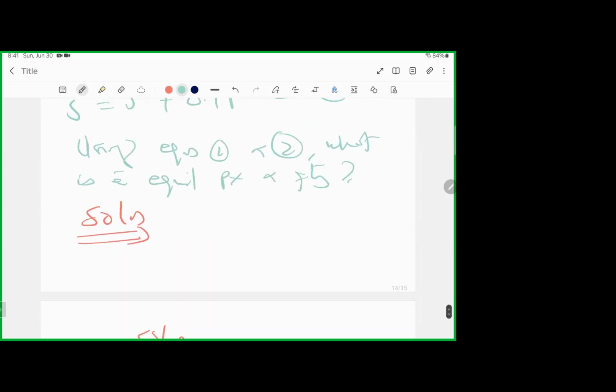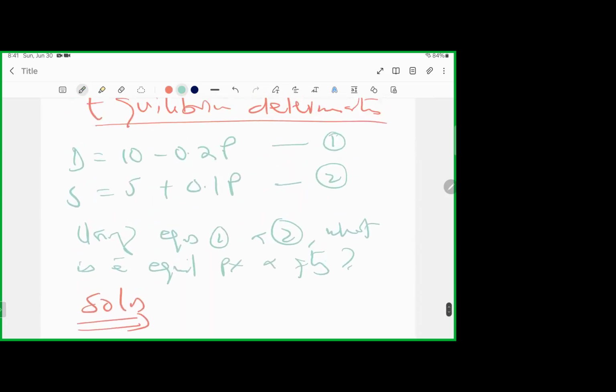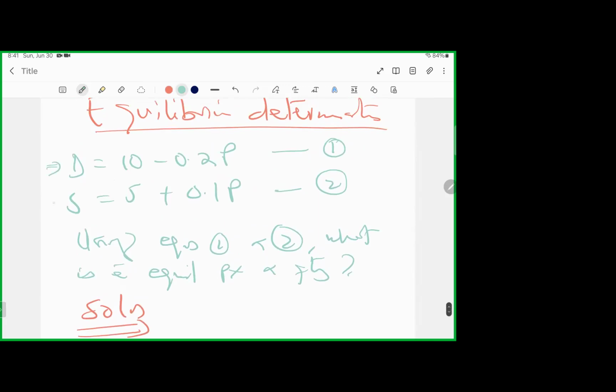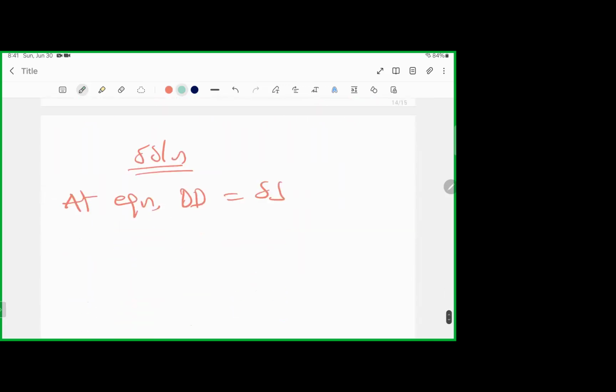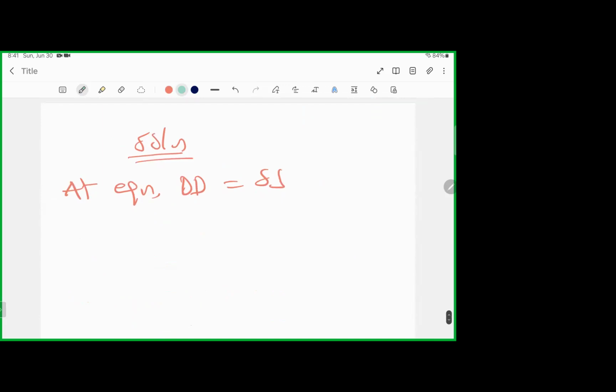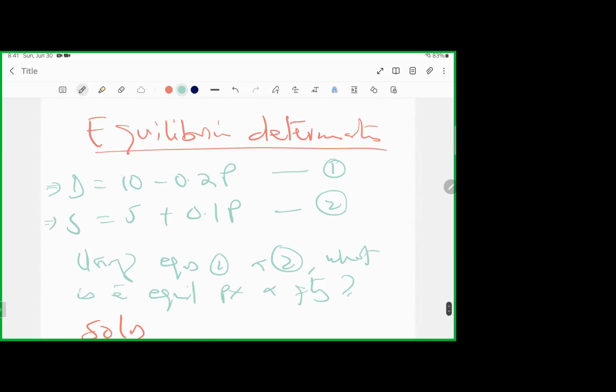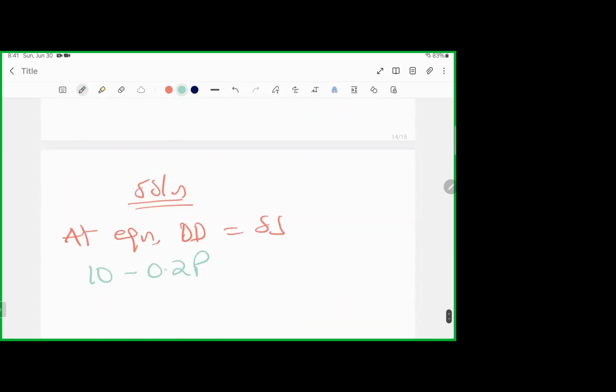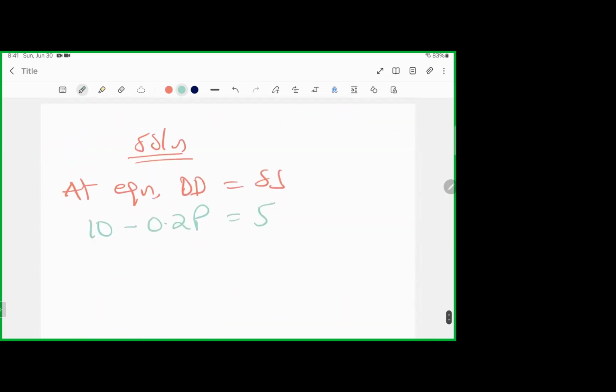And what is demand? This is demand. And what is supply? This is supply. So in this particular case, we are going to equate the demand, which is 10 minus 0.2P, is that not it? Yes. It's equal to supply. And supply is 5 plus 0.1P.